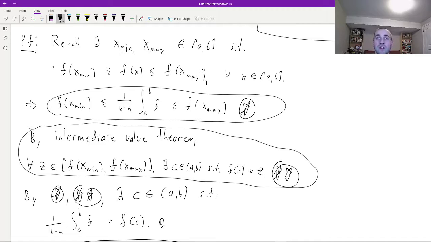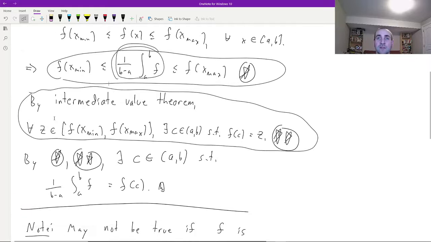If we compare star and double star, we'll see that this thing here is playing the role of z in the condition for the intermediate value theorem, and so we get the conclusion of the intermediate value theorem to tell us that there exists some constant c between a and b, so that f of c is exactly 1 over b minus a times the integral of f from a to b, which is exactly the conclusion that we wanted. Okay, so a fairly short proof.